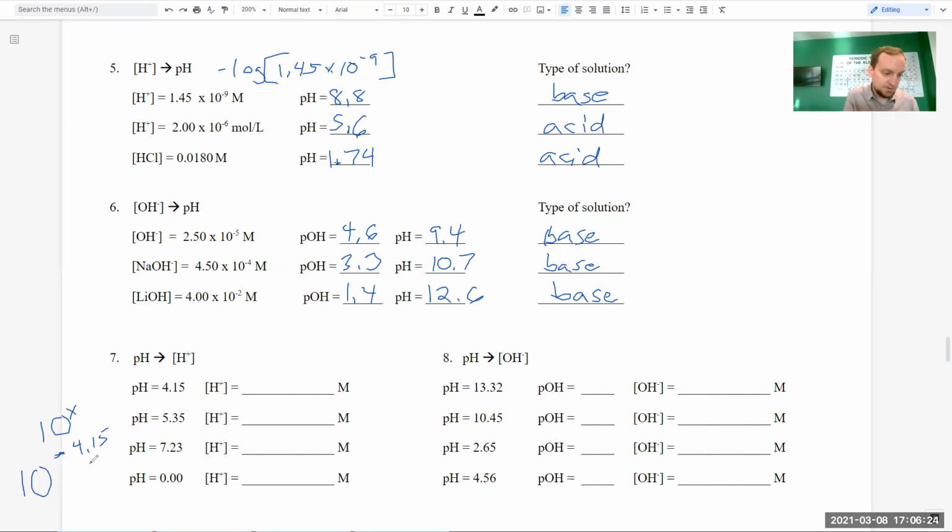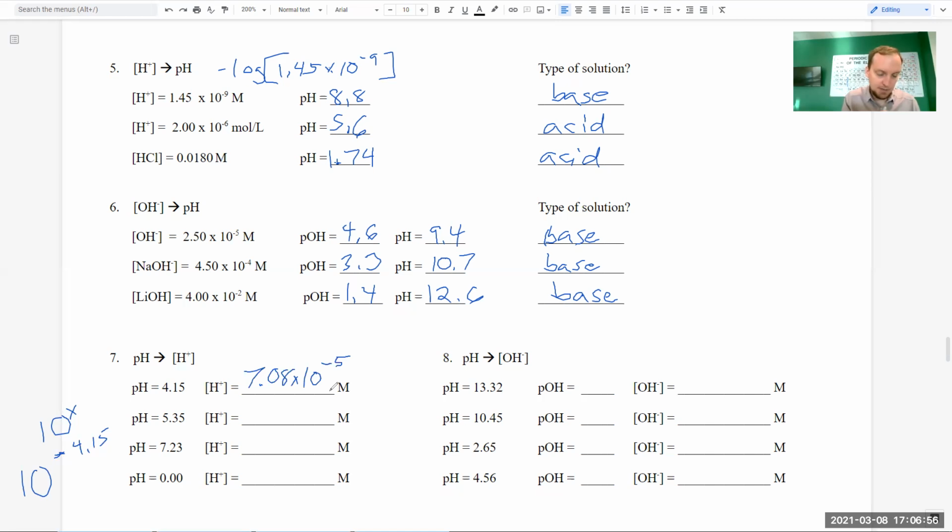So I'm going to do second log, which is my 10 to the X. I'm going to type in negative, and then 4.15, close my parentheses. And what I get is 7.08, I'm going to round that up, times 10 to the negative 5. Okay, so again, we could not have said that's 1 times 10 to the negative 4.15, because we're getting a little bit further away. So the next one is 10 to the X negative 5.35.